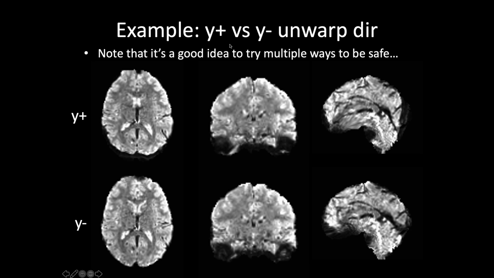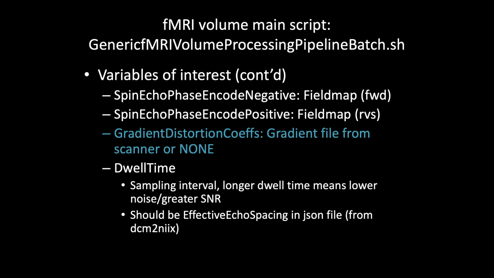And so what you can see here is that if we use Y plus, there's a bit of a different pull on the image relative to the Y minus. So the Y minus seems to be the right setting for us in terms of our data quality. Okay. Yeah, so you have to give it your field maps. We don't have gradient distortion. And then the last thing is simply the dwell time. So what's the sampling interval that was used for your data?